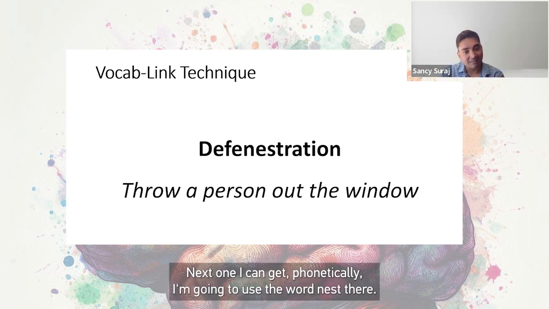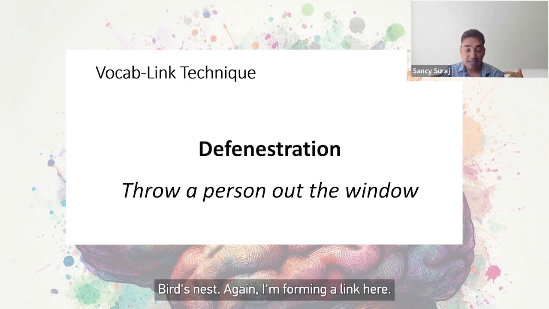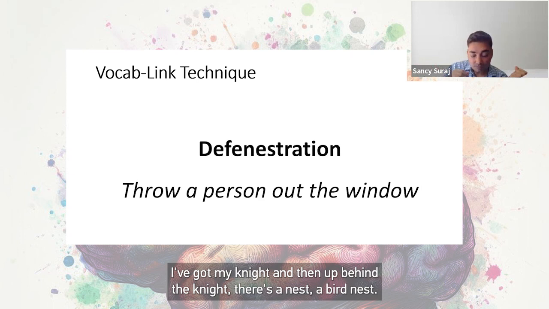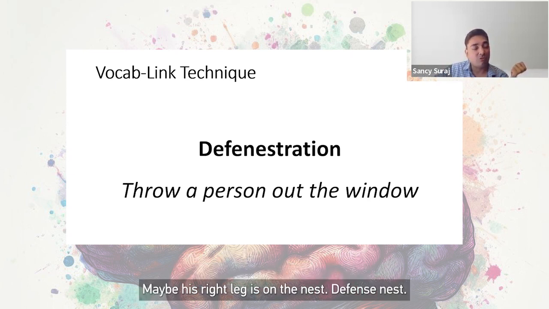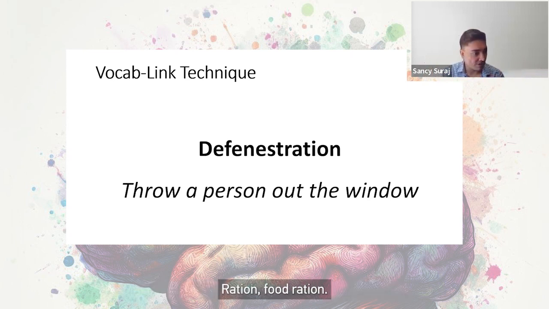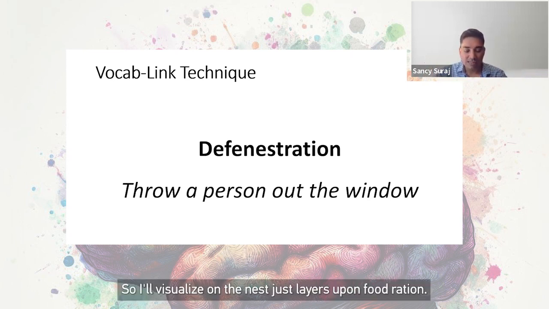Next word I can get, phonetically, I'm going to use the word nest. Bird's nest, again, I'm forming a link here. I've got my knight, and then behind the knight, there's a nest, a bird nest. To create a link so that items touch, I'm just going to use the knight. Maybe his right leg is on the nest, defense nest. Ration, food ration. So I'll visualize on the nest, just layers upon layers of food ration.